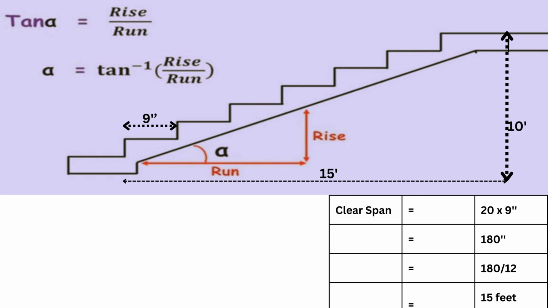Now let us calculate total length of staircase, that is clear span. For that we will take total number of steps multiplied with tread length. Here we got total number of steps 20 multiplied with tread size 9 inches, we get 180 inches. So divided by 12 to convert it into feet we get 15 feet.